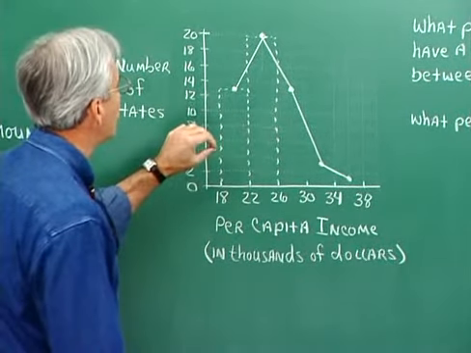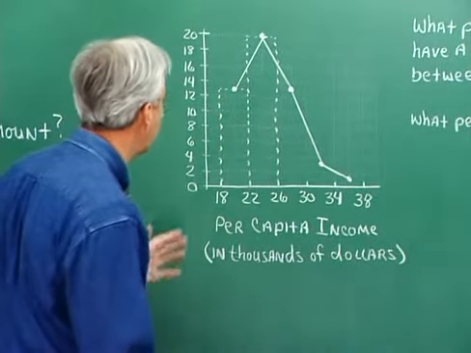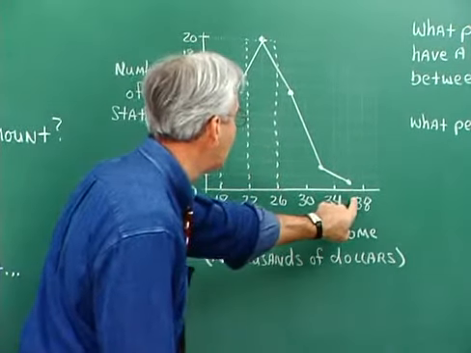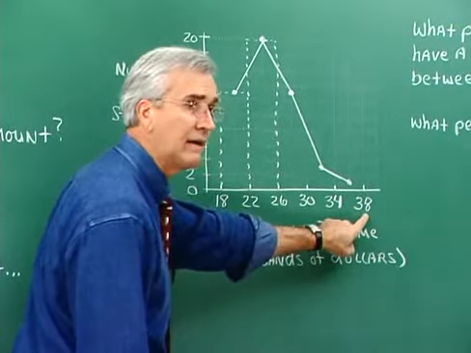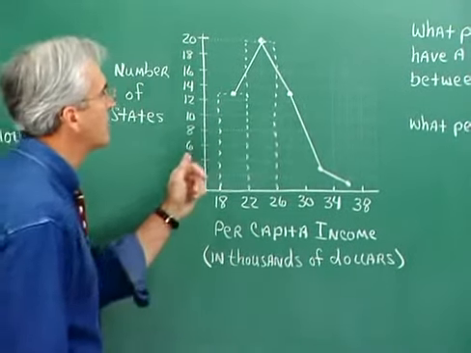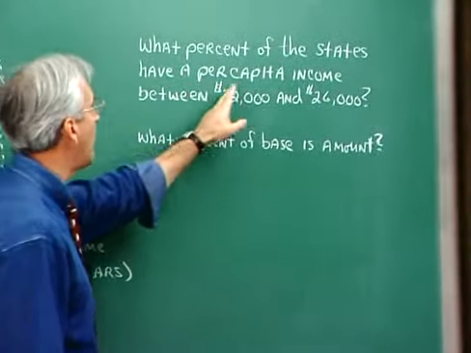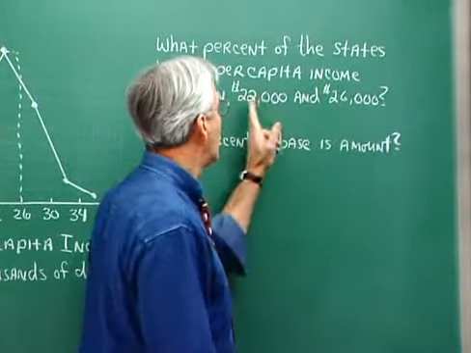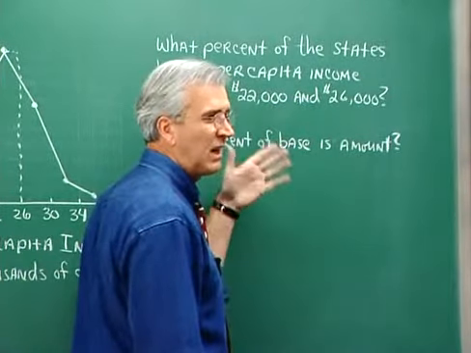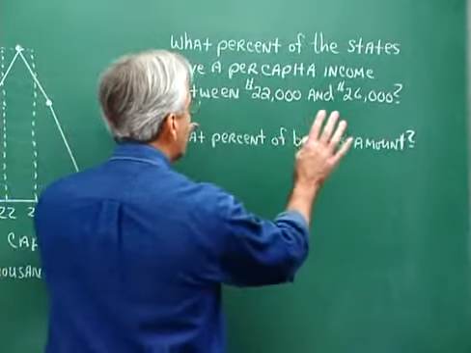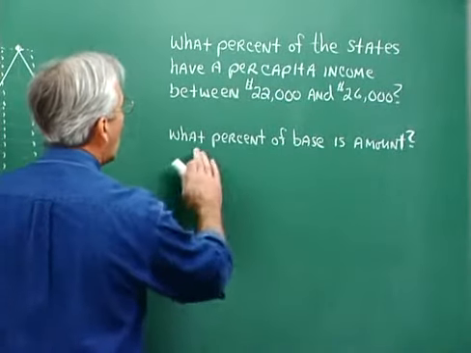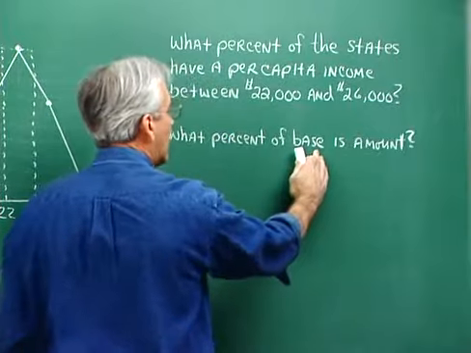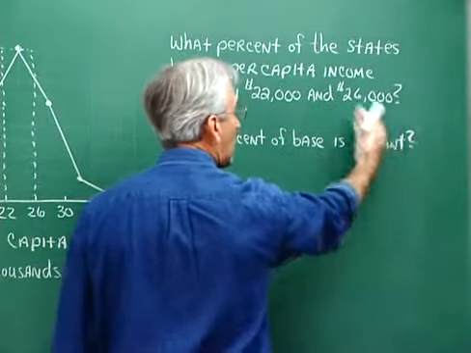Well, let's answer a question here and go through a little interpretation. We can easily see that more states fell into this interval than any of the other intervals, and the least number of states fell into the interval of $34,000 to $38,000 for per capita income. But let's answer this question. It says, what percent of the states have a per capita income between $22,000 and $26,000? Again, this is the interval idea associated with the notion of frequency polygon or histogram. All right, now we're looking for a percent, so we might use this percent statement that we started with before. What percent of the base is the amount? What percent of all of what we're surveying, all of what we have in our study, is the amount that we're talking about that falls within this interval?